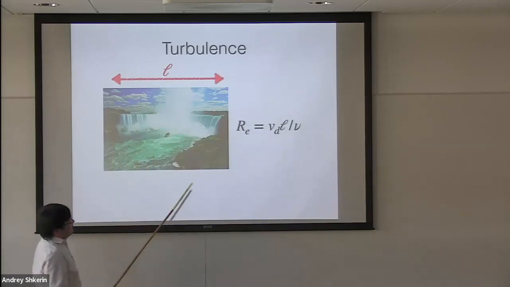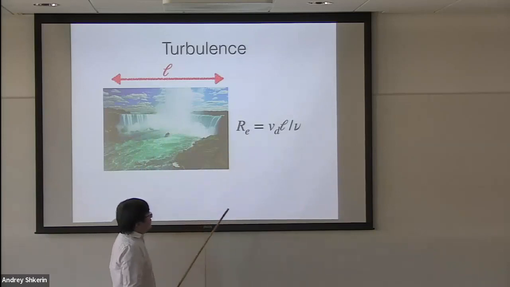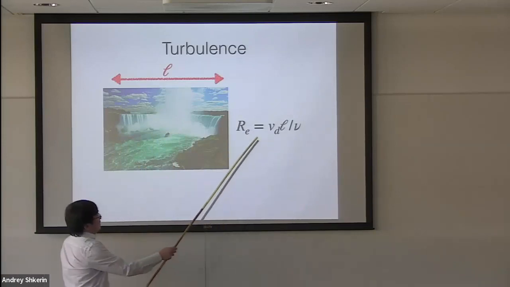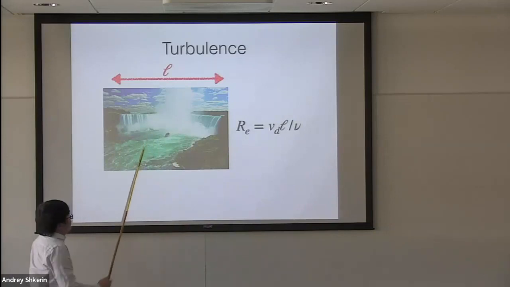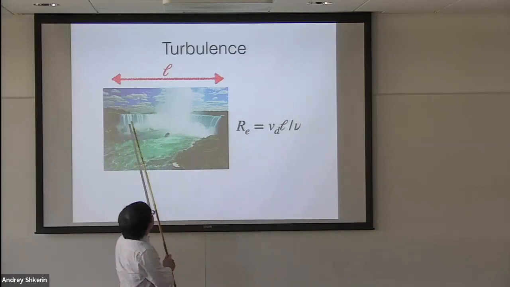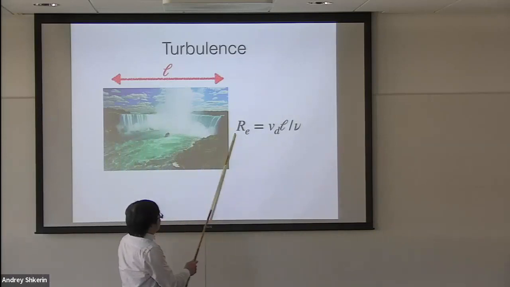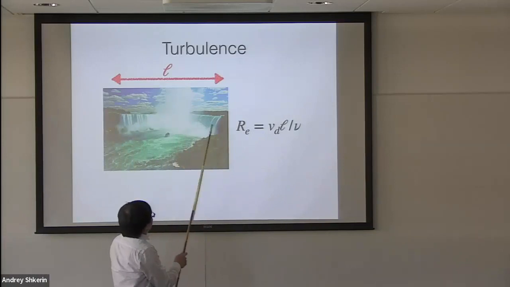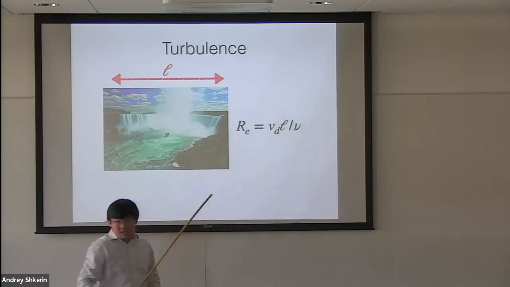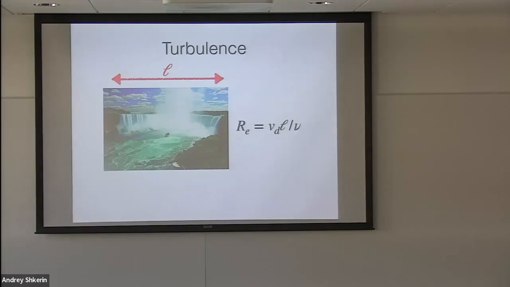So which flow it is is determined by the Reynolds number, which depends on the velocity of the flow, the scale of this flow region, which is the size here, and then the viscosity, right? So if the velocity is bigger, the size is bigger, the viscosity is smaller, then the Reynolds number is bigger and it is more turbulent.